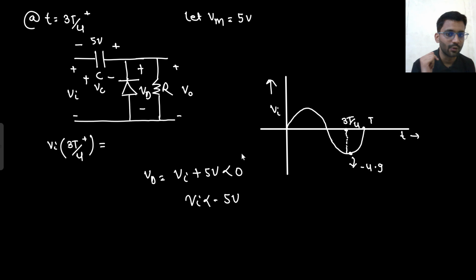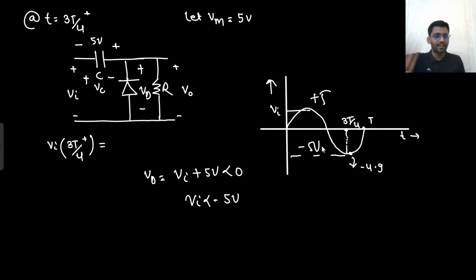Is that possible? No, because my peak to peak voltage is plus 5 and minus 5, and less than that, I cannot go. That means my diode can never turn on, never. That means my capacitor can never further charge, or further discharge. So my capacitor will be at constant 5 volt only. Did you understand this whole point or not? I made you understand the complete concept of the clamper circuit here.